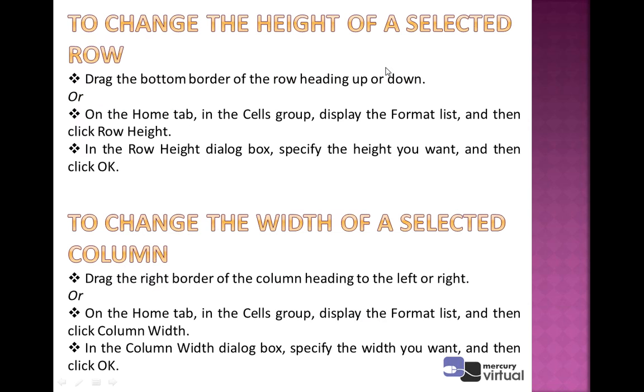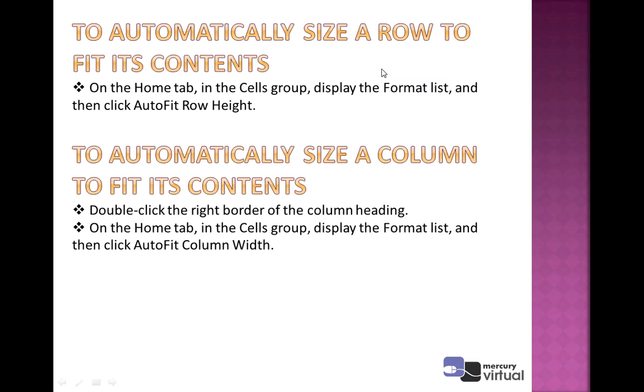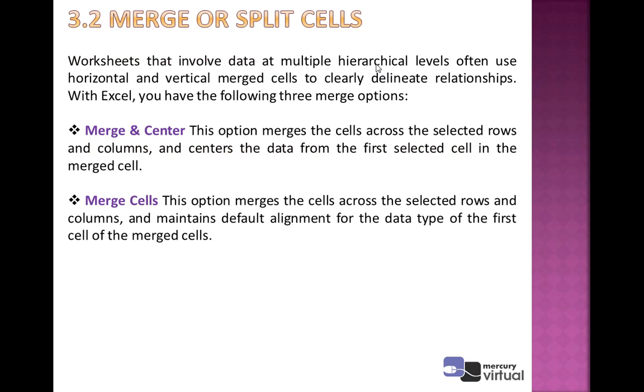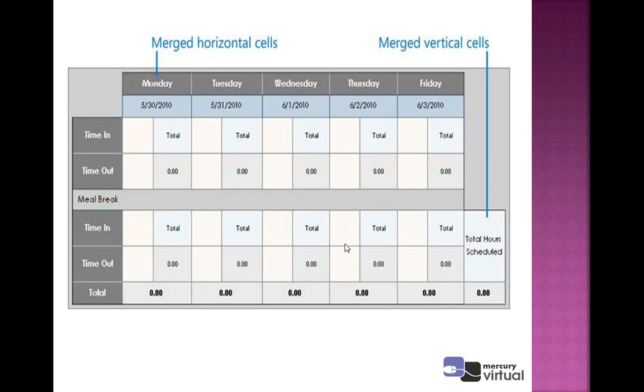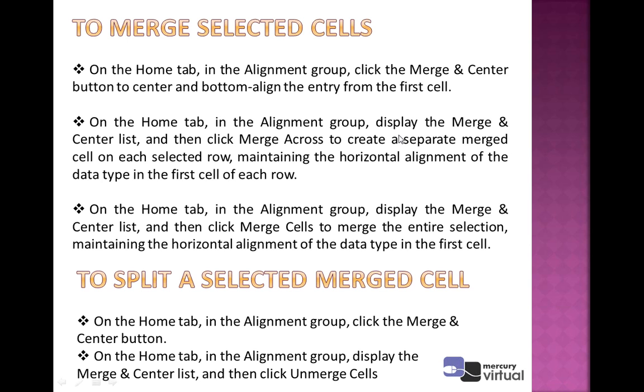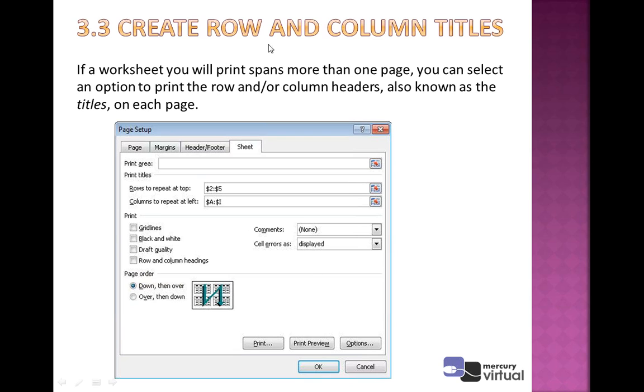These are the steps to change the height of a selected row. Next, 3.2 is how to merge or split cells. Merging means simply merging all the cells together and combining them into one cell. This is how we can merge horizontal cells and vertical cells. These are the steps available to merge and split.